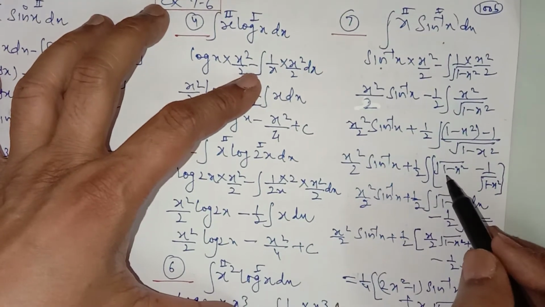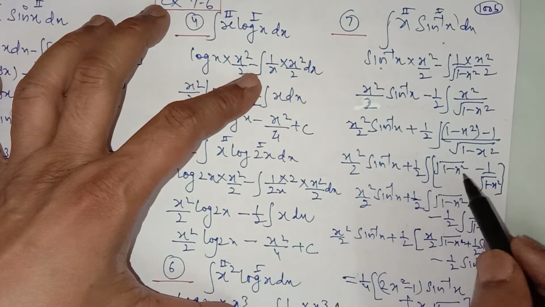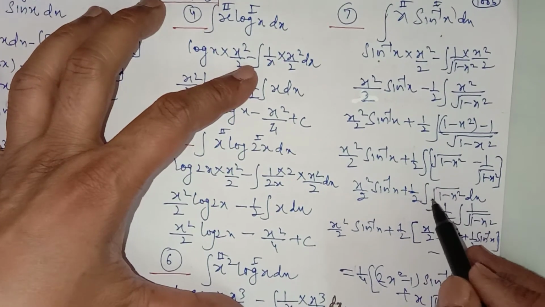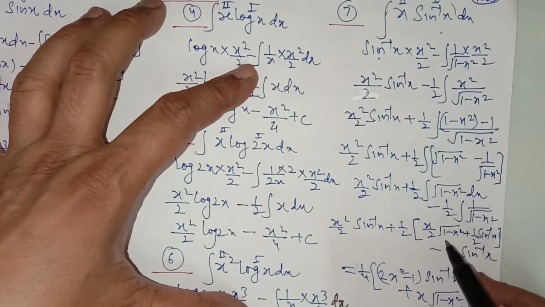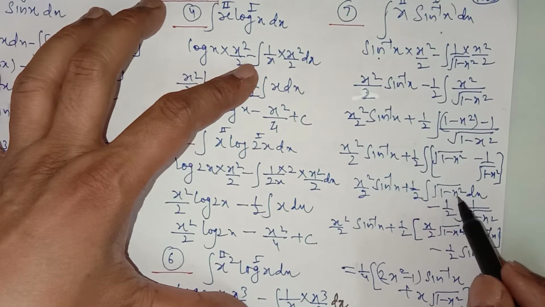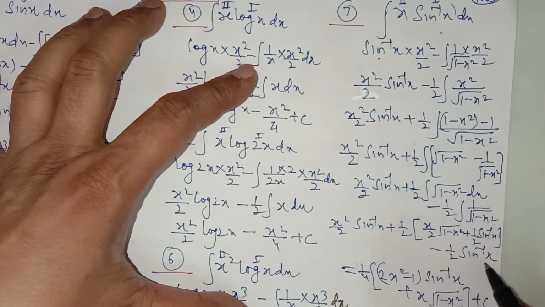So this is under root a square minus x square, a special integral, and the other is the integral of sine inverse x. See it very carefully. You can break into two, these two integrals, and it is a special integral of under root a square minus x square, which is x by 2 under root a square minus x square plus a square upon 2 sine inverse x upon a, where a is 1 and x is x itself, and this integral is sine inverse x, 1 upon under root 1 minus x square.